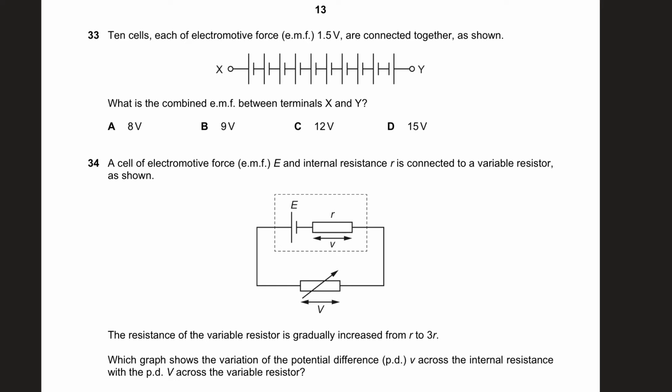But if you look closely, you'll realize that one of these cells is connected in the opposite way. It's connected in the opposite direction to the other cells. So what we'll do is we'll add all the other cells and subtract this one cell from it. So we've got 9 cells of 1.5 minus 1 cell of 1.5. And that gives us 12 volts.